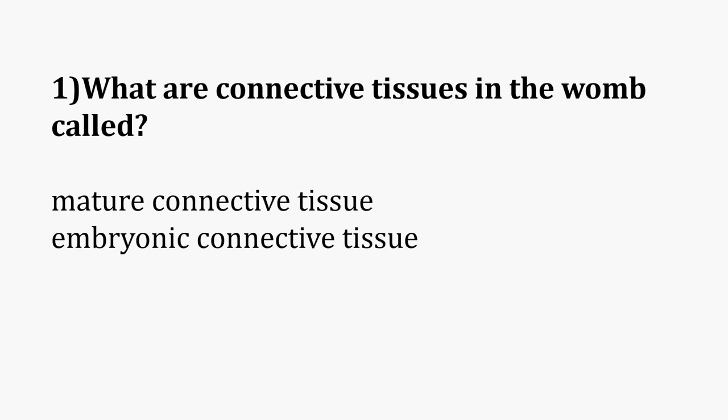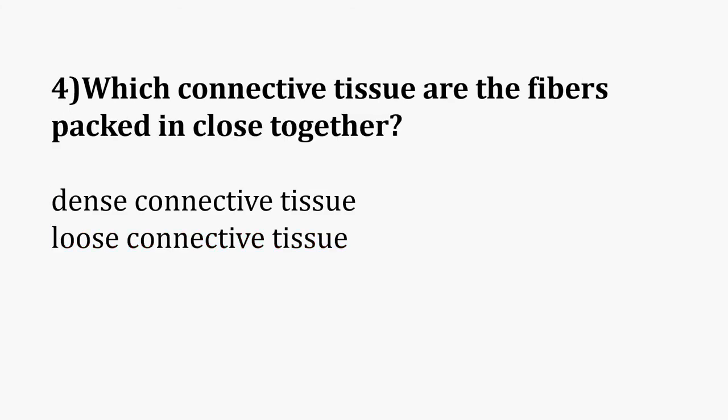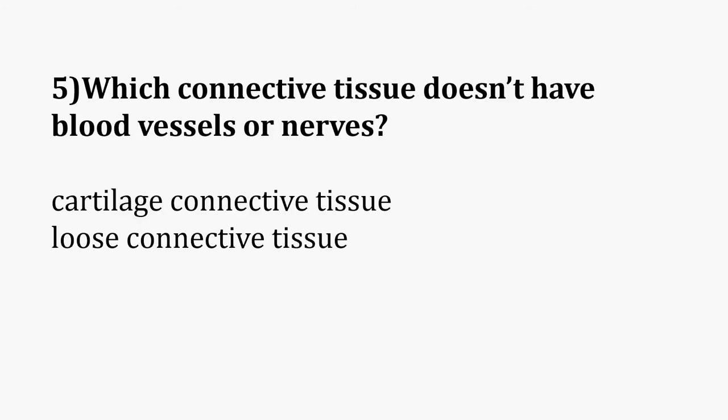What are connective tissues in the womb called? Embryonic connective tissue. What are connective tissues after birth called? Mature connective tissue. Which connective tissue are the fibers spaced out? Loose connective tissue. Which connective tissue are the fibers packed in close? Dense connective tissue.